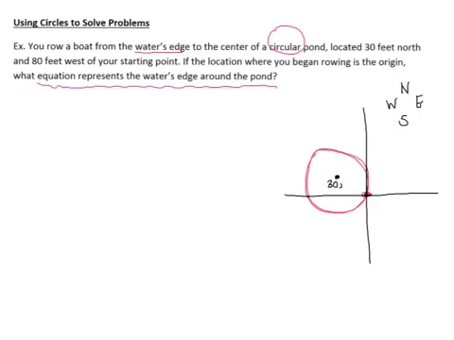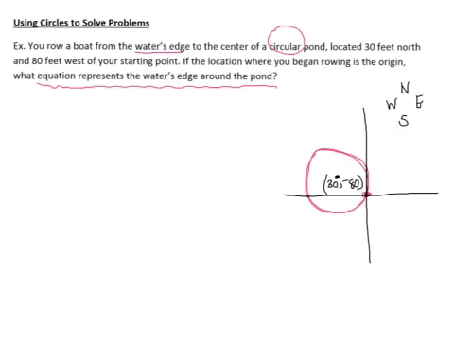Well, west in our case is going to be negative 80, according to our compass up here. So here's kind of a picture to get an idea. We want to write the equation that represents the water's edge around the pond.